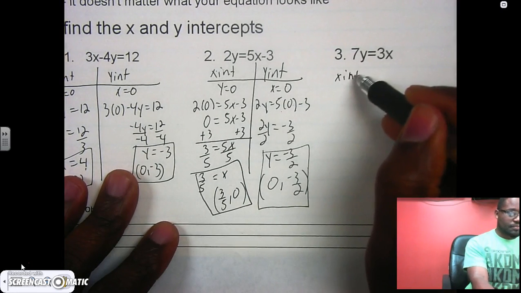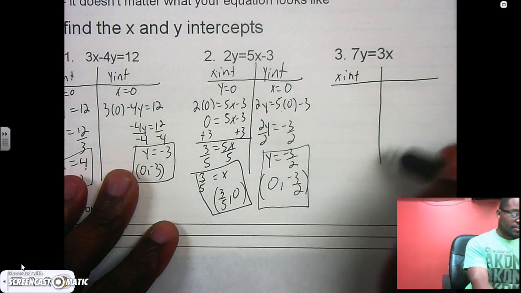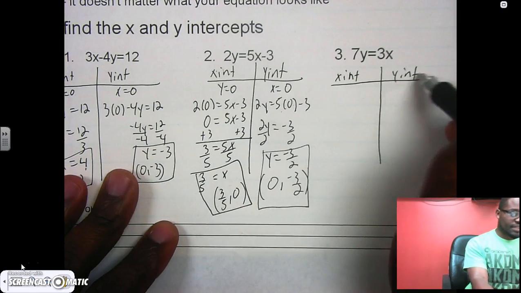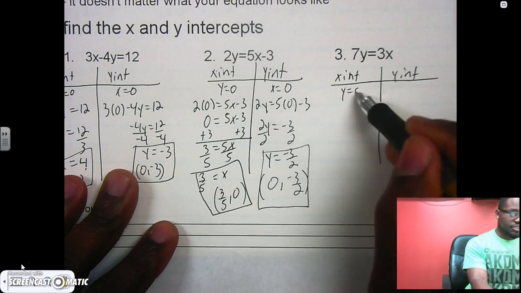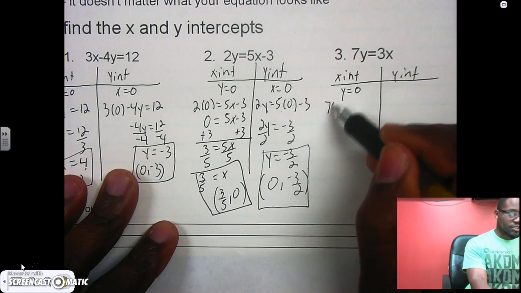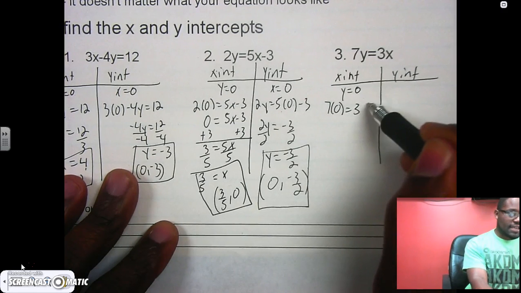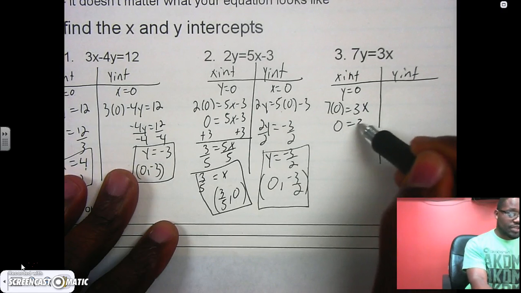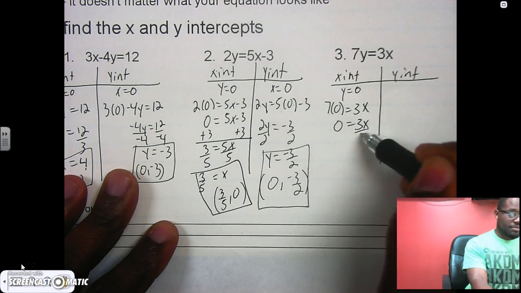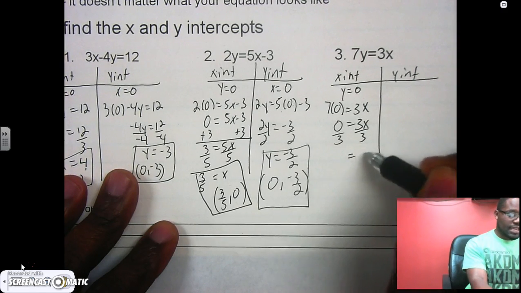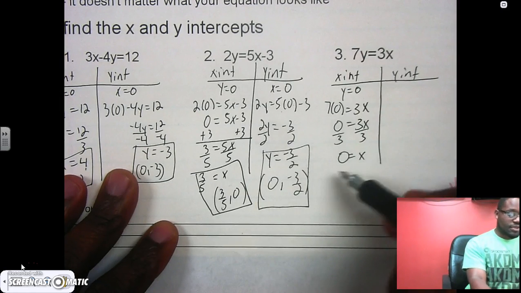X-intercept and the y-intercept. The x-intercept is where y equals 0. And so I substitute 0 in for y. I get 0 equals 3x after I multiply. Divide both sides by 3. And I get x equals 0. And as a point, it's going to be 0, comma 0.